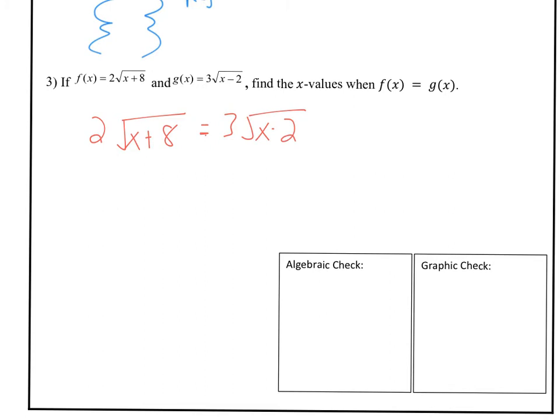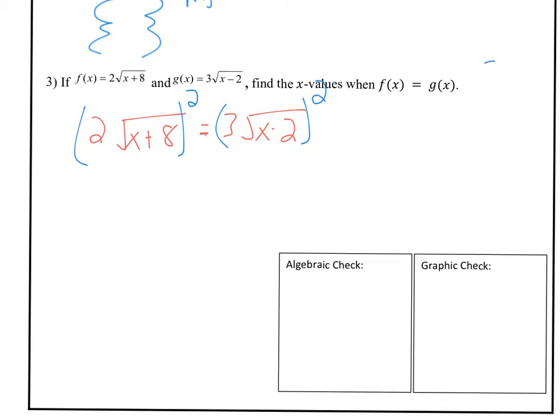radicals alone. This is one of those special cases where we square both sides when it's not completely alone, but we'll talk about it in just a second. So let's square both sides, because that is how we are going to get rid of the radical.